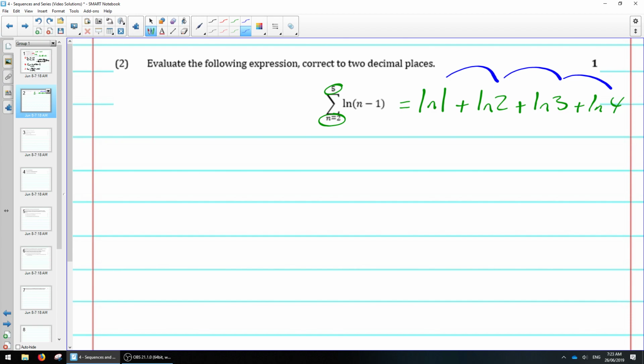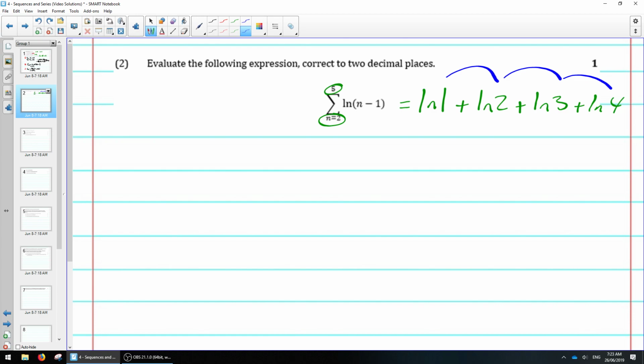Like, so if we were to check if it's an arithmetic series, if we did ln2 minus ln1, and then ln3 minus ln2, it wouldn't be the same. So it's not an arithmetic series. Same reason if we check for geometric series, it wouldn't work. So there's only 4 terms here, so just put it into your calculator.